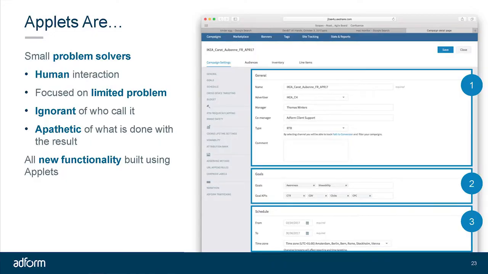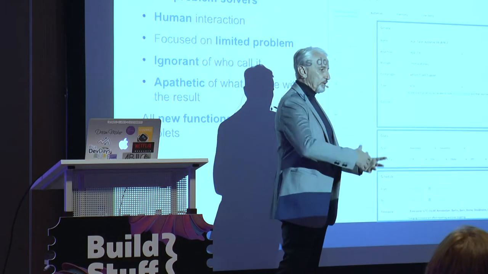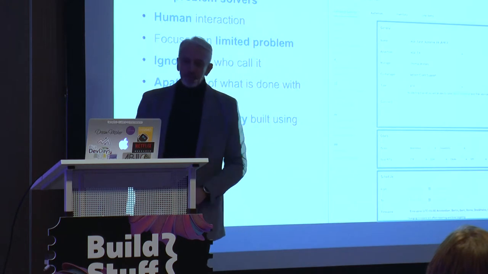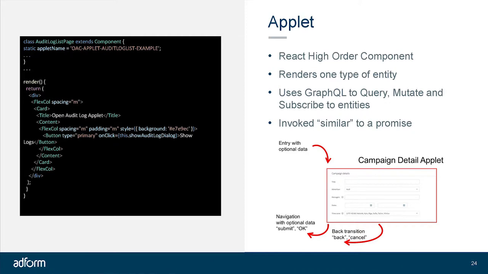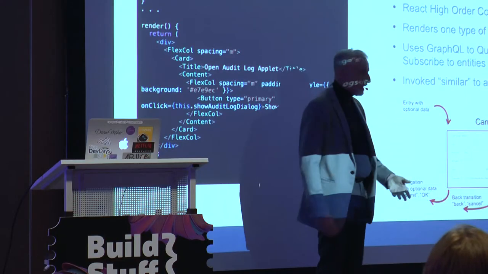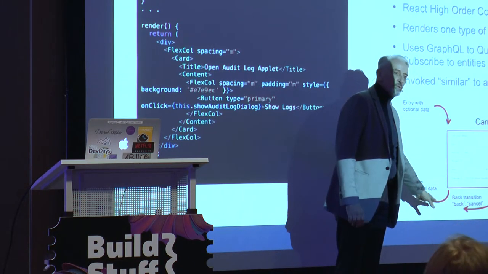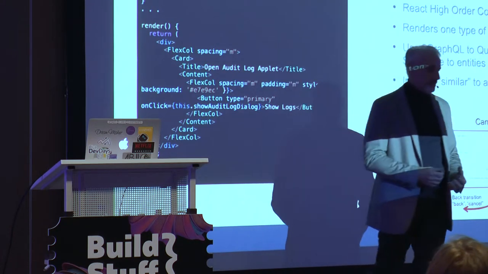So applets are essentially small problem solvers. In this screen you see on the right hand side, you can see three business-based applets. There are some others in there as well. They know how to get their data, they know how to render their data. They're actually very functional on the single thing they do. They're completely apathetic, ignorant of who calls them, so they don't care who they're called by. They have some context passed to them. And they're apathetic as to what is done with the information.